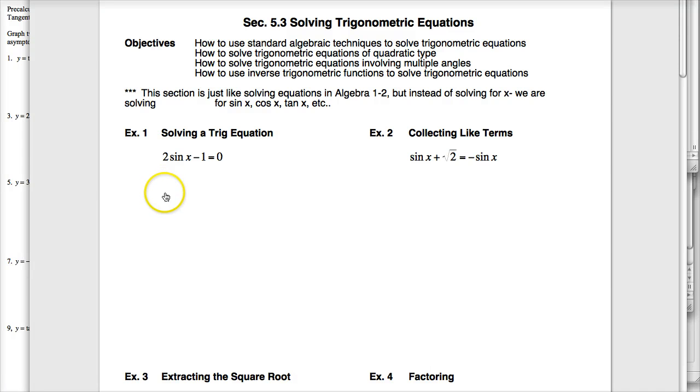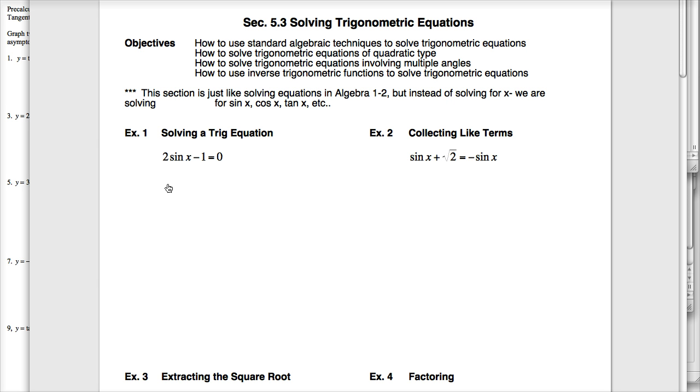Hello class. Now that we've mastered trig functions, today we're going to learn about how to use them to solve equations. As usual, some of you are wondering when we'll ever use this. We'll get to that, but there are tons of applications of solving trig equations, and you need to feel comfortable solving them.